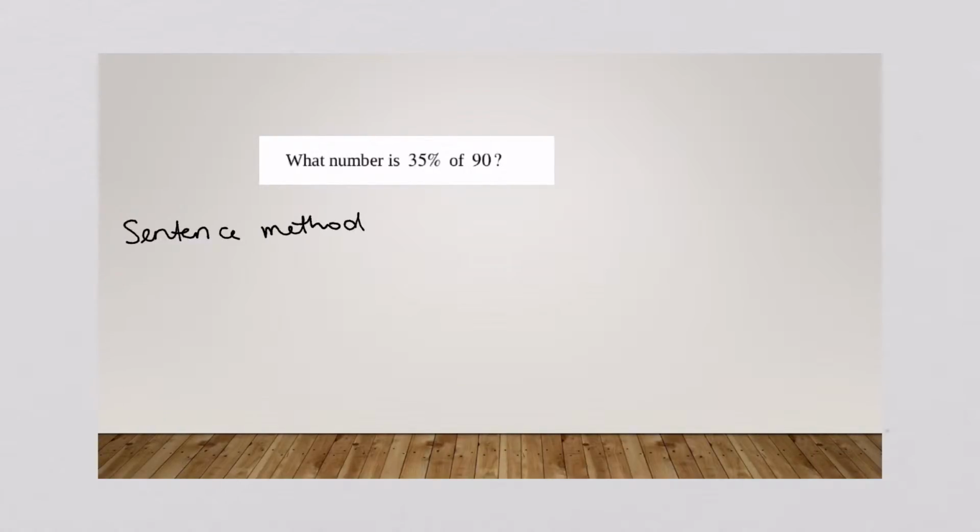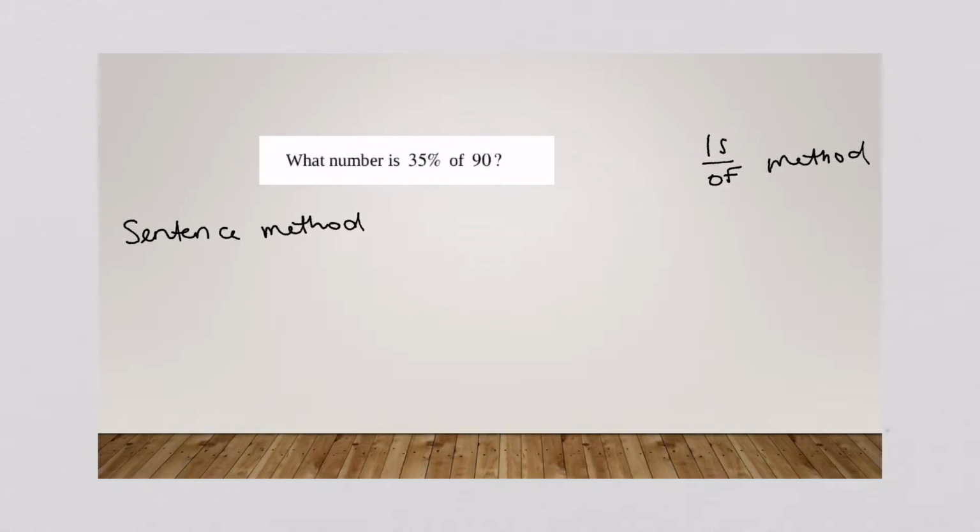And then there's the is over of method. I'll show you both ways and you guys can decide which is your favorite. I won't do every single problem using both methods, but I'll do a couple using both methods and then you can make your decision on what you like. But you should still get the same answer either way.